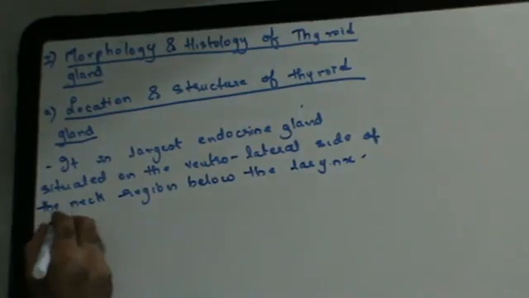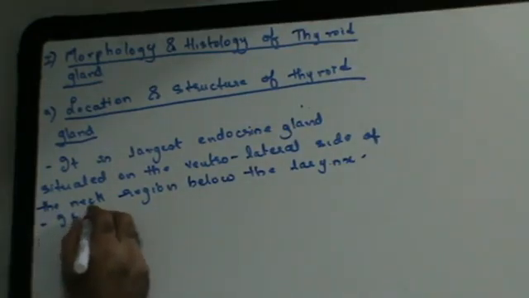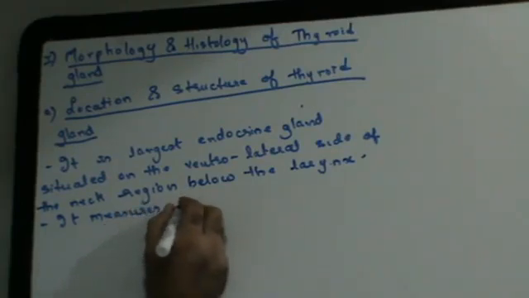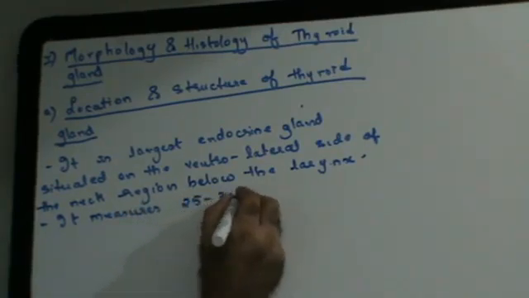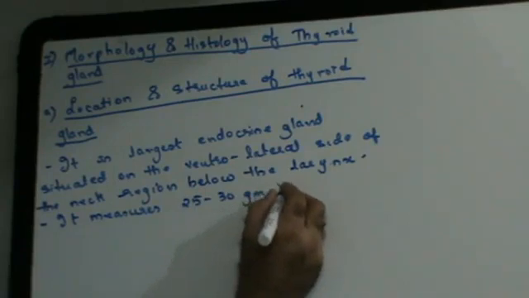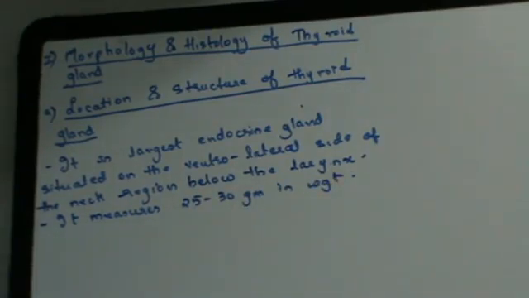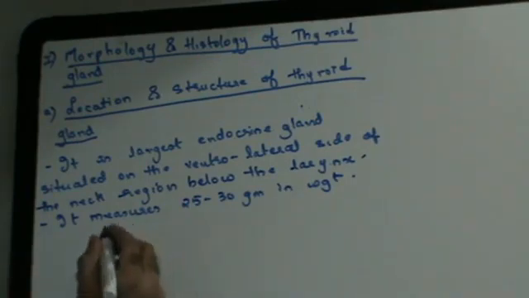It measures 25 to 30 grams in weight. That's going to be the weight of this, right? Now, thyroid has got two conical lobes connected to each other by a strip called isthmus. I'll show you the structure of thyroid gland first.